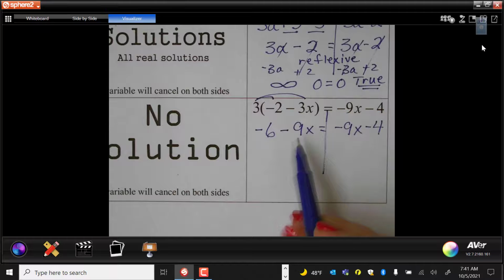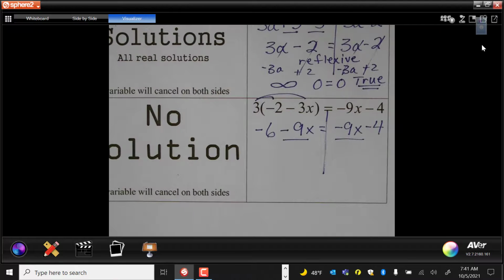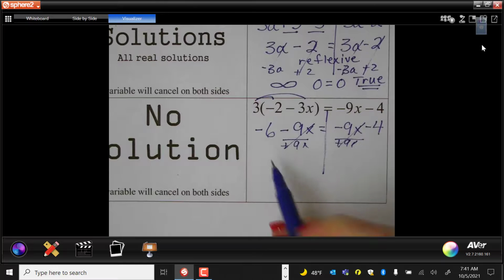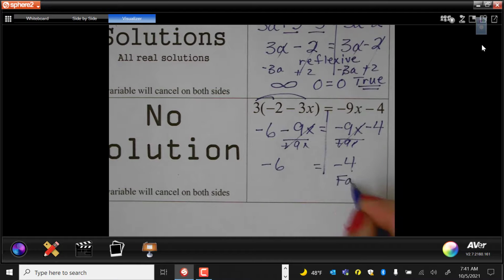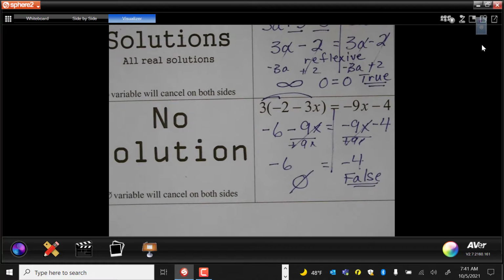Oh, okay, so here we have the same coefficient with the variable on both sides, negative 9x. So if I want to add 9x, oh yeah, those are going to cancel. So what I have left for the constants is negative 6 equals negative 4, which is a false statement. So that's why we are going to get a no solution.